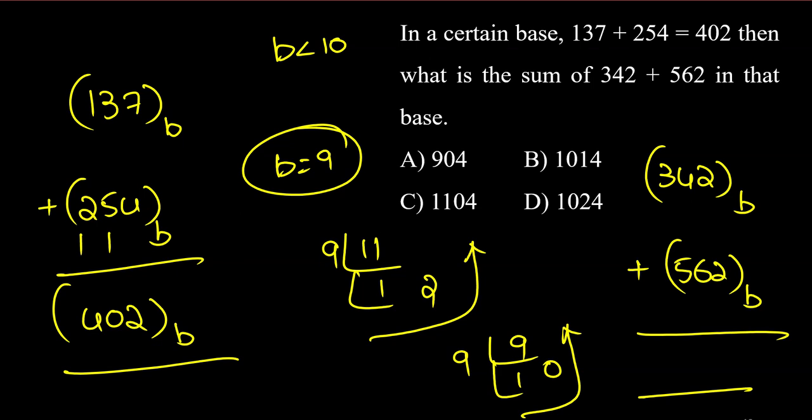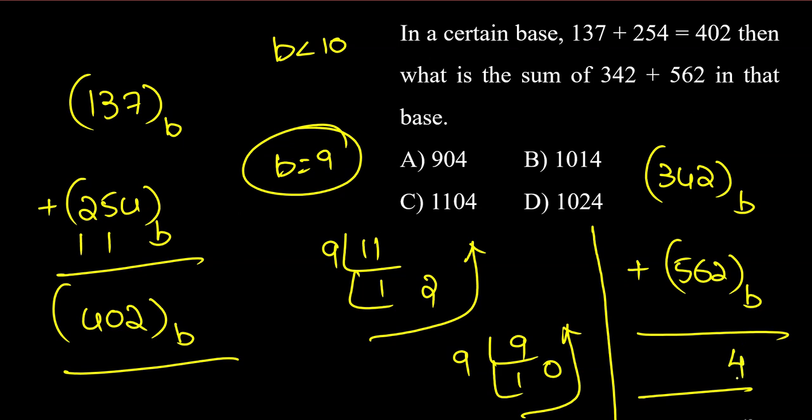Maybe at least the first part they will give 137 plus 254 equal to 402 with a certain base. Find the base. At least they may ask that also. Okay, but here I am extending a bit. You need to add and give the result. What is 2 plus 2?